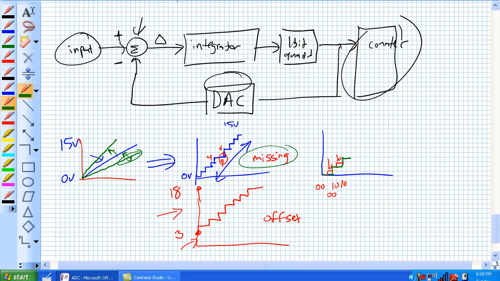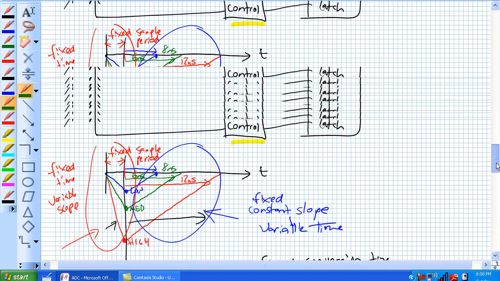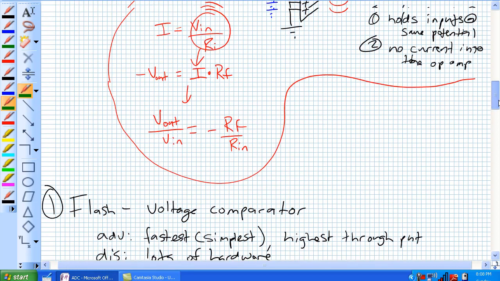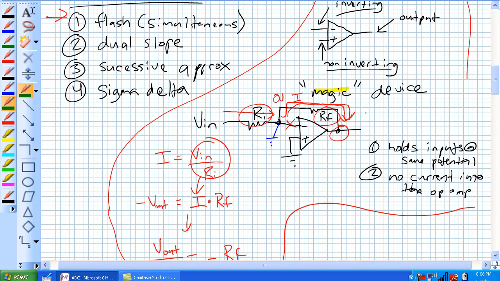So missing codes, offset errors, incorrect codes, and our gain. There's no limit to the errors you can create with these guys. All right, let's go on to the opposite, namely digital to analog conversion, DAC. And that's where we're actually going to use this portion of the lecture right here about our magic device, the op amp.